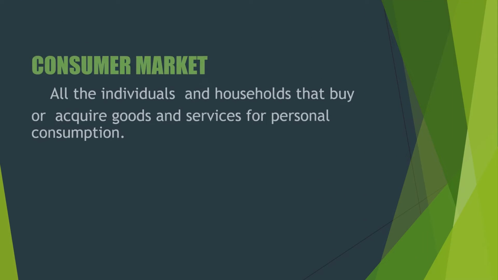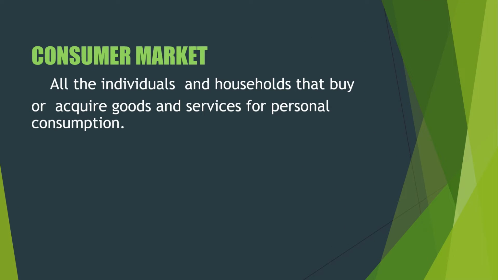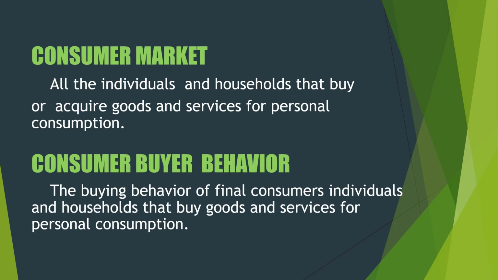Consumer market: all the individuals and households that buy or acquire goods and services for personal consumption. This is where consumer individuals buy everything they need. Consumer buyer behavior: the buying behavior of final consumer individuals and households that buy goods and services for personal consumption. This is the manner of the consumer in buying their goods and services.